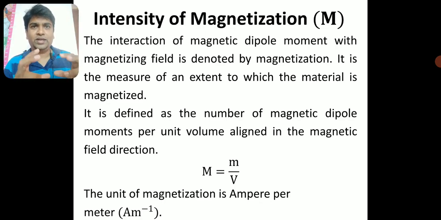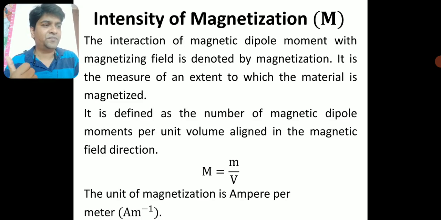Numerically, in the expression I can say I is equal to M by V, or you can call it M, which is equal to m by V. The unit of intensity of magnetization is ampere per meter.